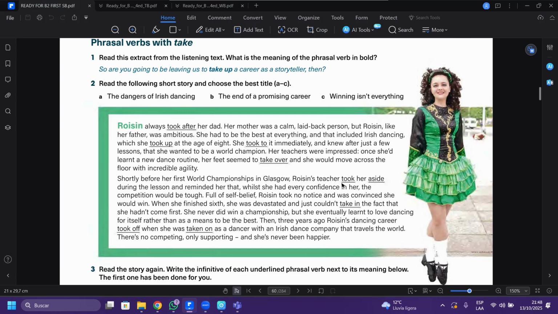Okay. The next one is take in. What is the meaning of take in? Like realize something. To accept something. That is to assimilate something. Take in.